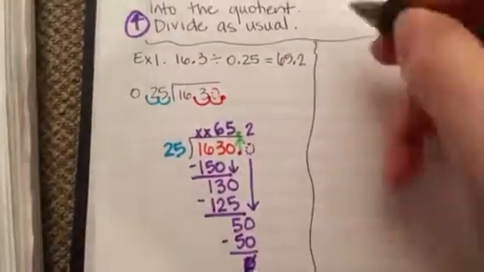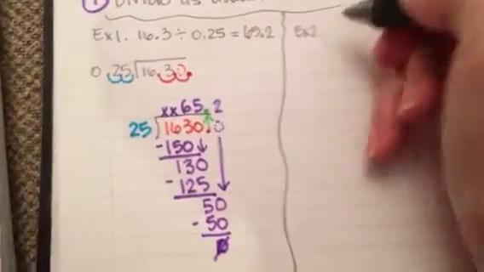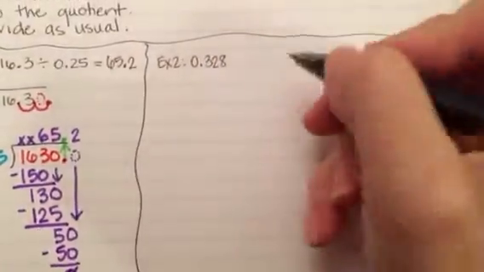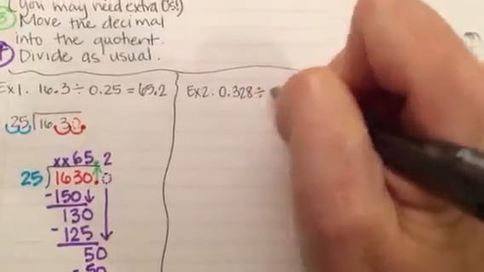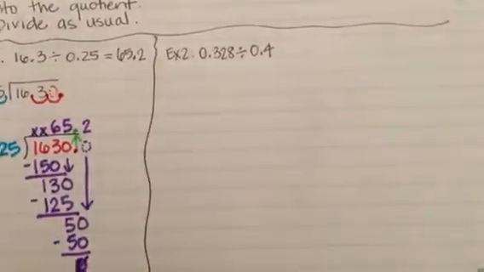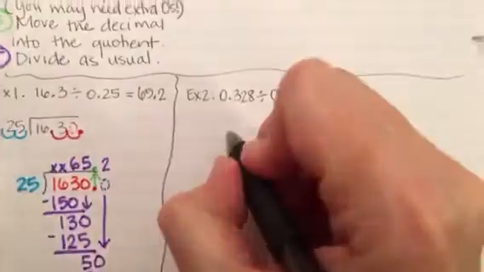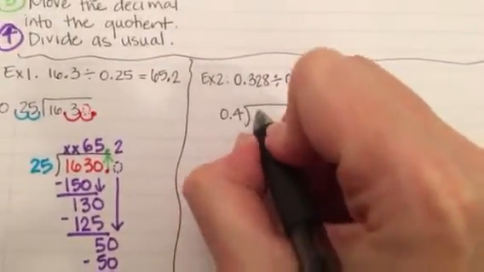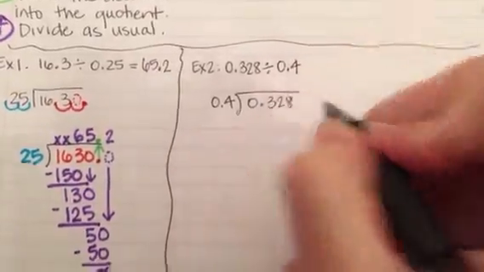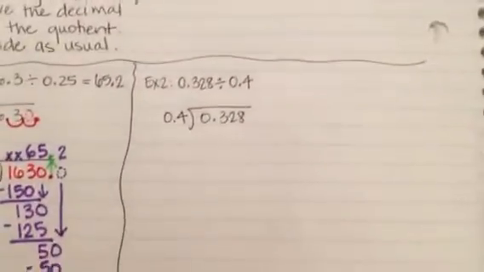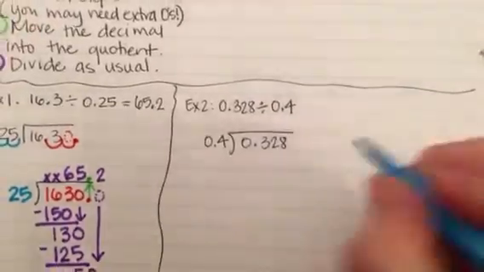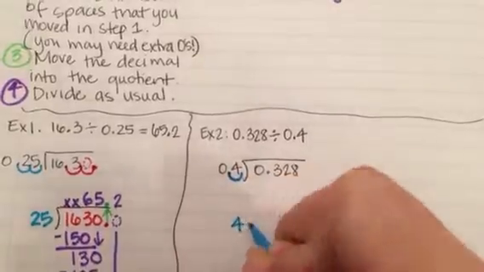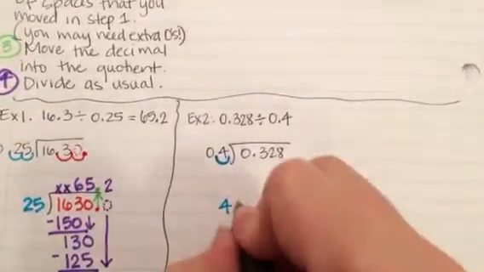Let's move on to example number 2. We have 328 thousandths divided by 4 tenths. So we're going to start by writing this problem. The divisor of 4 tenths goes on the outside, and 328 thousandths goes on the inside. We're going to start with step 1, which is we move this decimal 1 place to make it into a whole number.